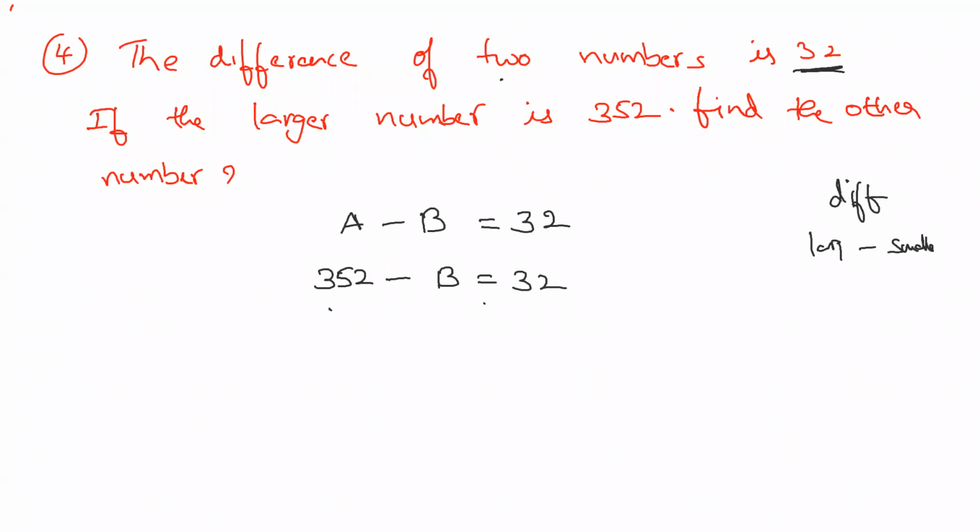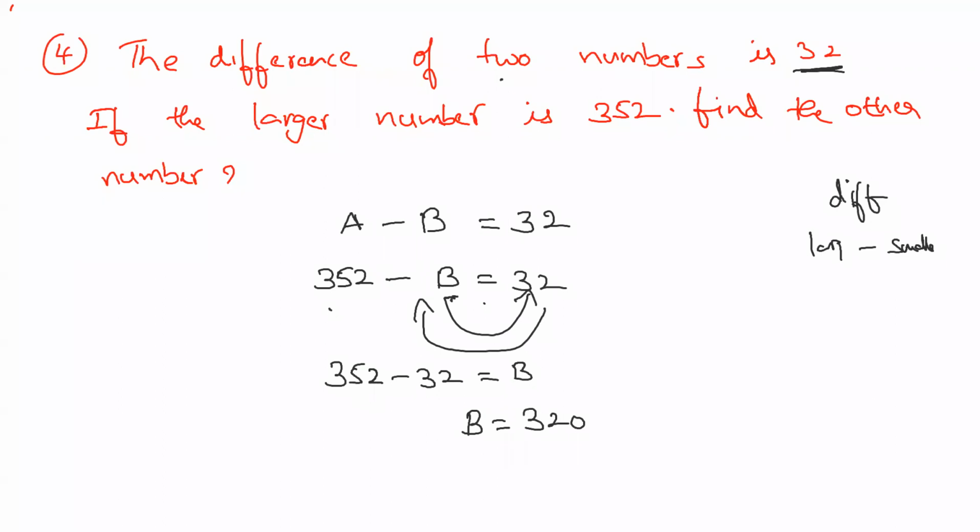We already know the subtraction rules, the missing subtraction method. If you want to find this value, you have to interchange these values. 352 minus 32 equals B. B equals 320. Okay, you got it?